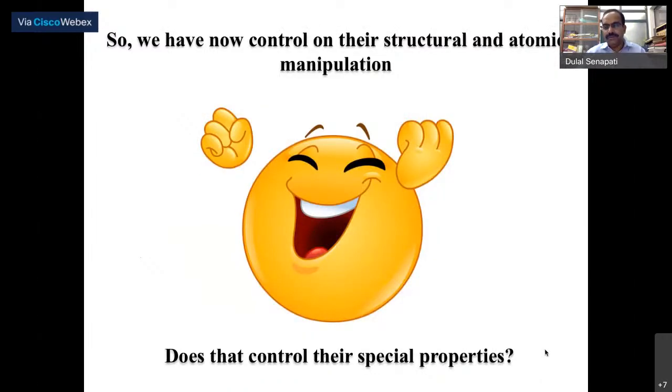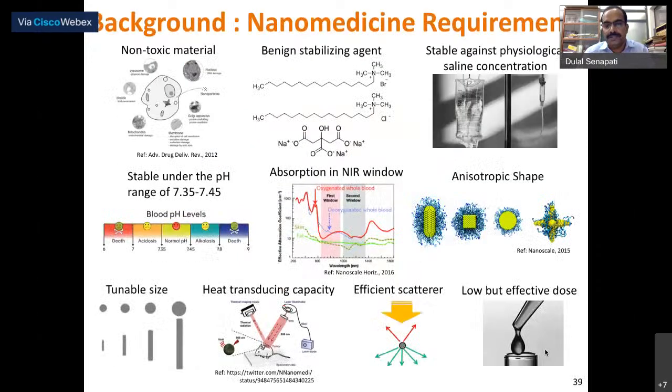So till now, whatever we discussed, we now have control over their structural and atomic manipulation. Now, does that control their special properties also? Yes, that is true. They nicely control their properties also. This is the biggest application of nanomaterials which we can find in the 2020s.